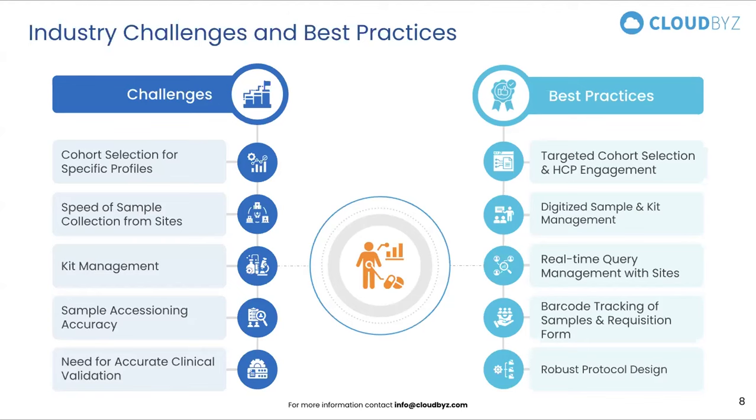The second best practice is digitized sample and kit management. Having a digital platform for samples and kit management can significantly streamline these processes. By using barcodes for uniquely identifying samples against digital sample requisition forms, we can accelerate the whole process of sample accessioning as well as improve the accuracy. This can further be enhanced with real time tracking through digital platforms that can provide visibility into the status of samples and kits at any given point of time across multiple studies.